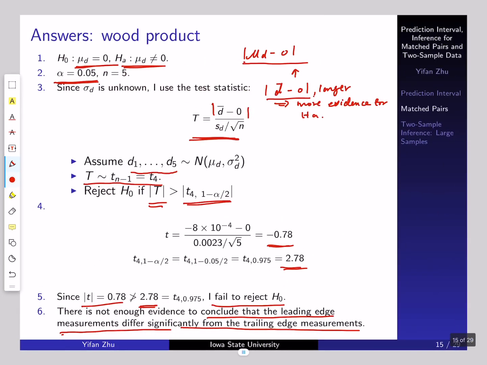So you always say that there is enough evidence or there is not enough evidence for the alternative. In this case, you should not say that the leading edge measurements and the trailing edge measurements are the same. So just interpret the results using the context, translate the HA.